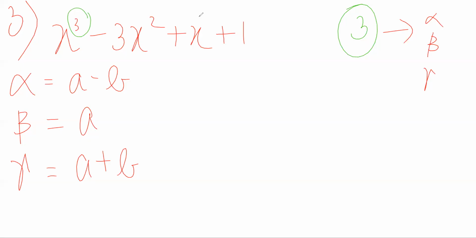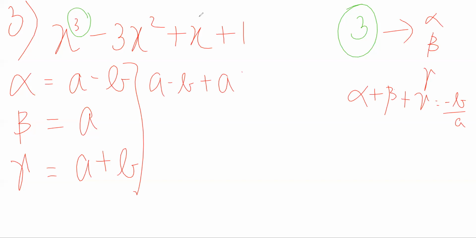We know that alpha plus beta plus gamma is equal to minus b by a, according to the relationships with the coefficients. In the last session we learned that alpha plus beta plus gamma is minus b by a. So let's do a similar thing over here. Let's add all these three. Alpha plus beta plus gamma, you get a minus b plus a plus b. Minus b and plus b get cancelled, and you get 3a. 3a is equal to minus b by a.